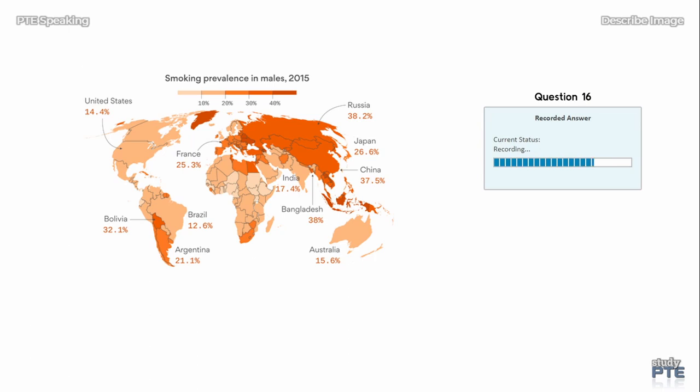In conclusion, it can be stated that this image shows very crucial information about smoking prevalence rate in various countries.